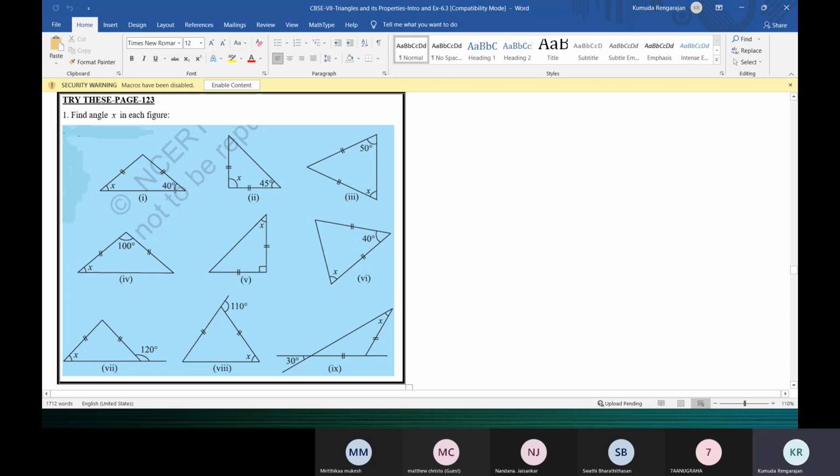Opposite to this side is this angle. We know that when these two sides are equal, their opposite angles are equal. So x is equal to 40 degrees. If this is 40, this also has to be 40 degrees. X is equal to 40 degrees. Correct, children? Yes, ma'am.